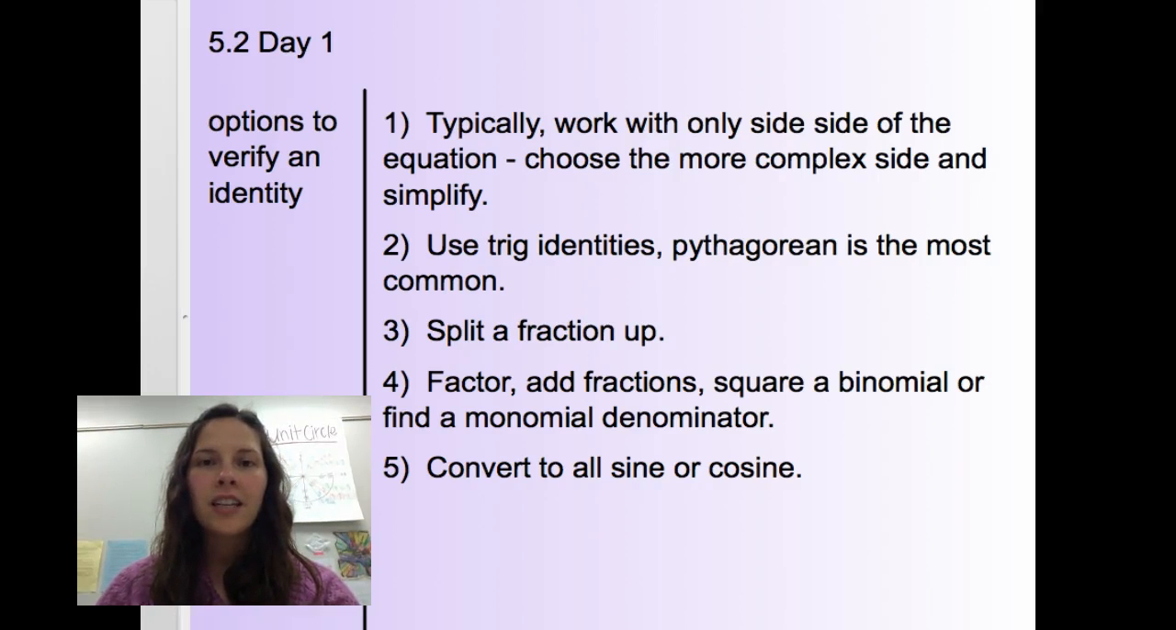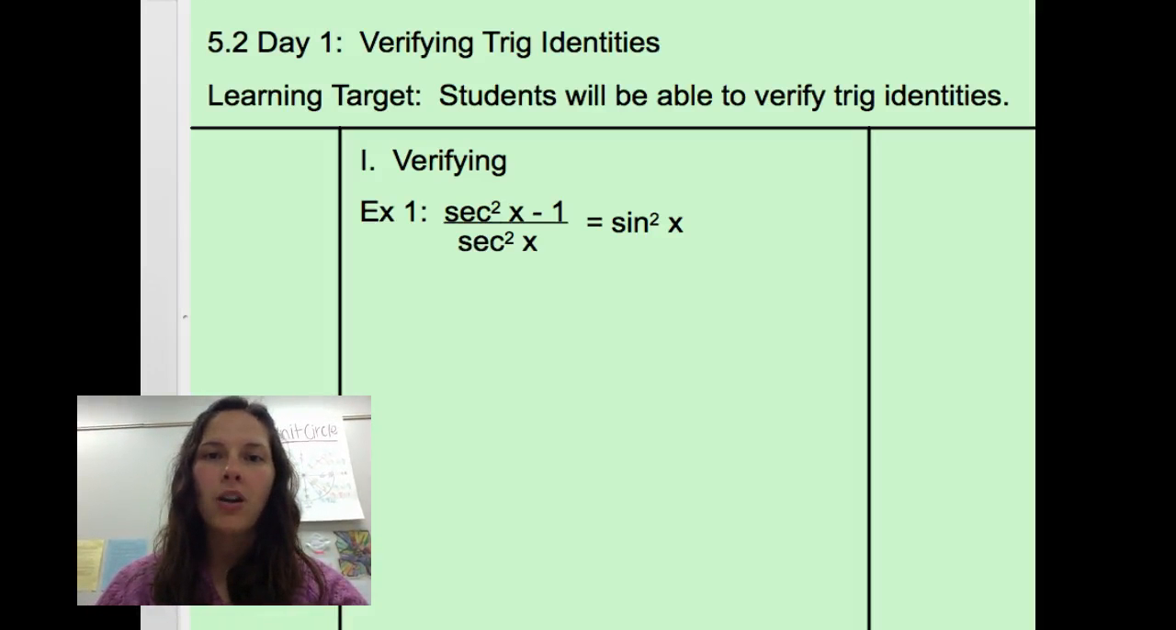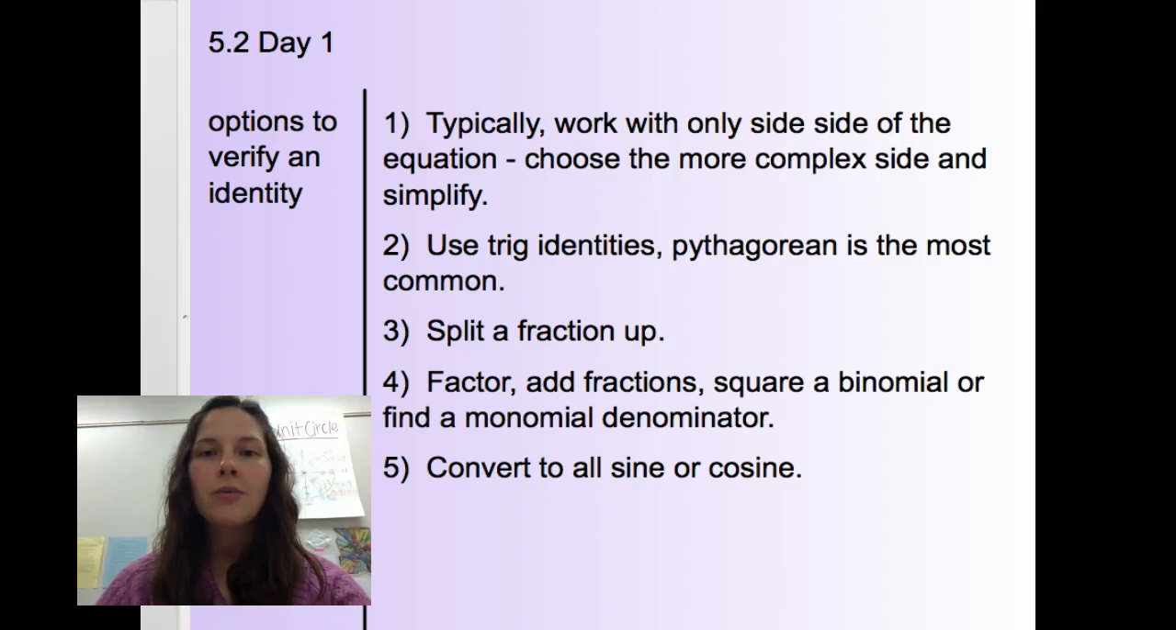So on our first slide here, and again you've got this on your vocab sheet, it's kind of some options that you can choose from in order to verify the identity. So let me show you what our first example looks like and then we'll go back over our different options. So on one side it's much more complex than the other side. So that's what our first step is telling us, is to choose the side that's more complex and simplify. It's much more challenging to try and make something simple complicated or complex.